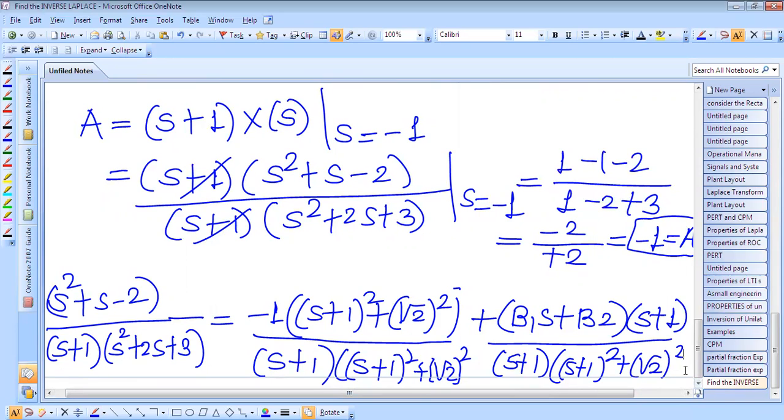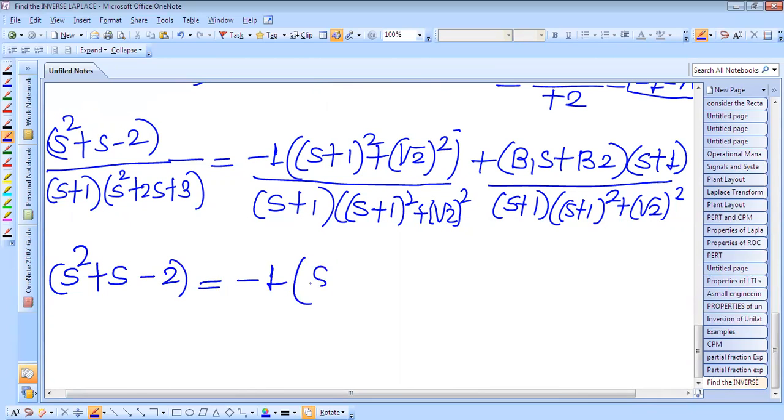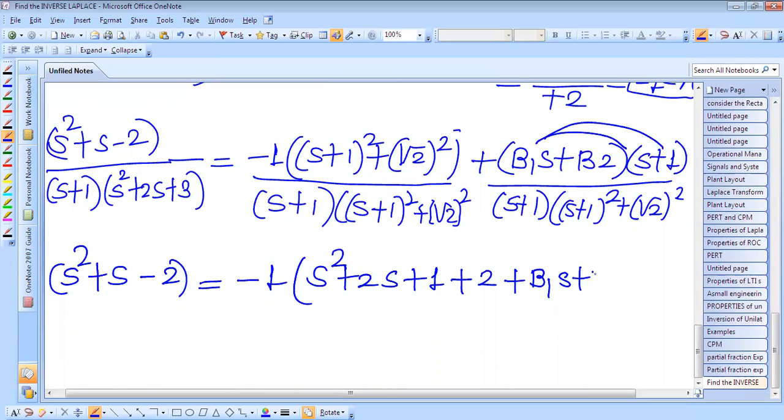Okay, this is s² + 2s + 3, we can also write like this. So s² + s − 2 is equal to −1 times (s² + 2s + 1 + 2) plus B1 s² + B1 s plus B2 s plus B2. Okay, now we have to solve this further.